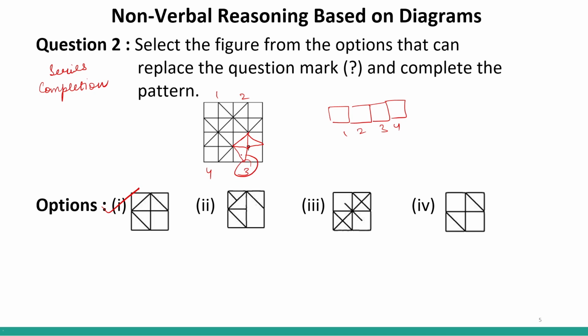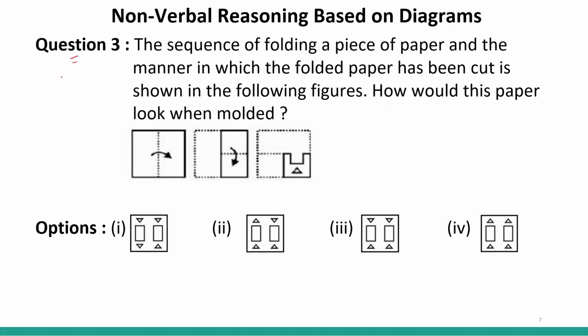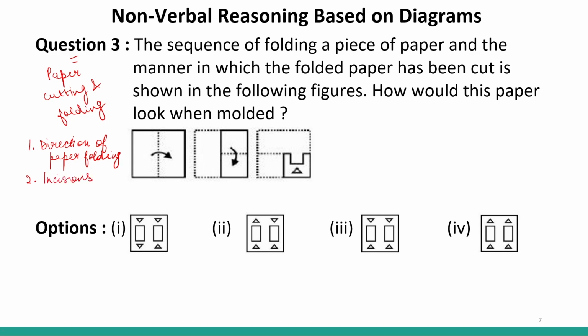Okay. Now, question number 3. This is a paper cutting and folding question. In these types of questions, I told you to remember 2 things. The first thing was the direction of paper folding. And the second thing to remember was the incisions, the cuts. Incisions always form an inverse image on opening. So these 2 things I told you to remember.